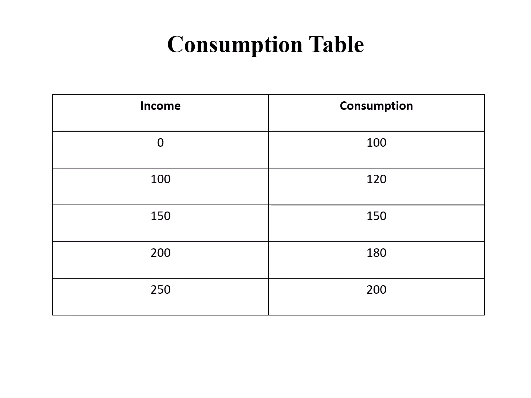We can understand with the help of a consumption table. There are two columns in this table. The first column represents income level and the second column represents consumption level. Initially income is 0, but consumption is 100 rupees. Then income increases from 0 to 100 rupees, and consumption also increases from 100 to 120.